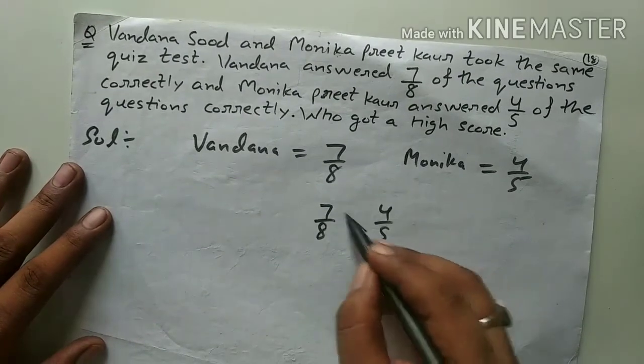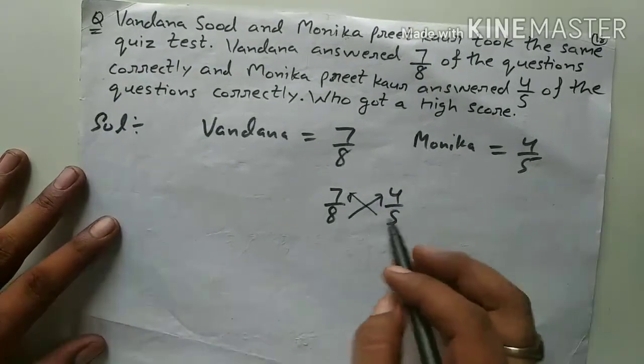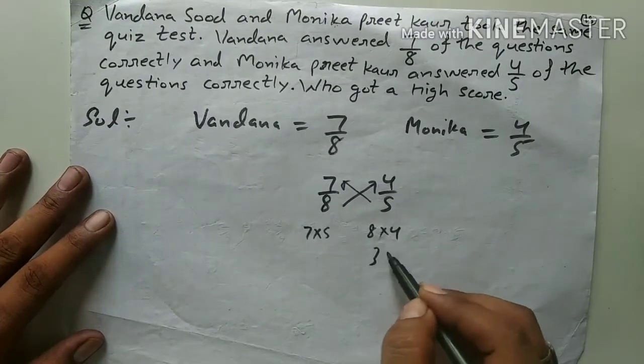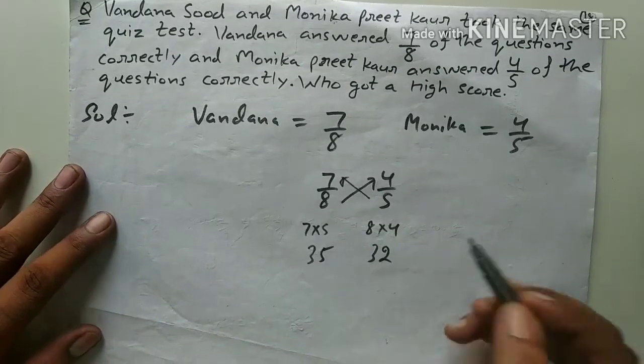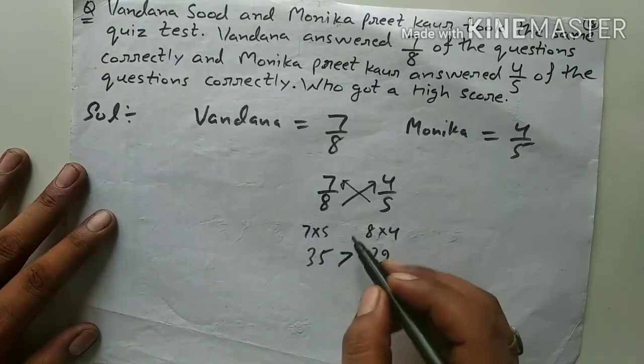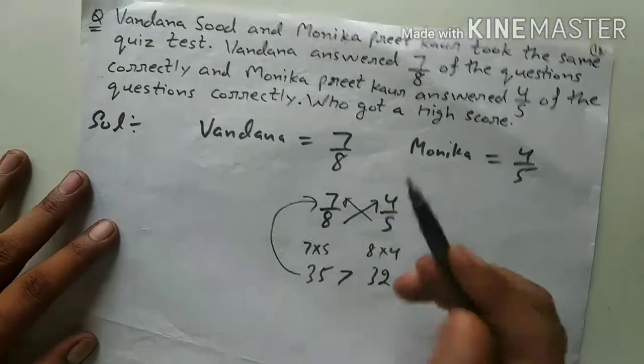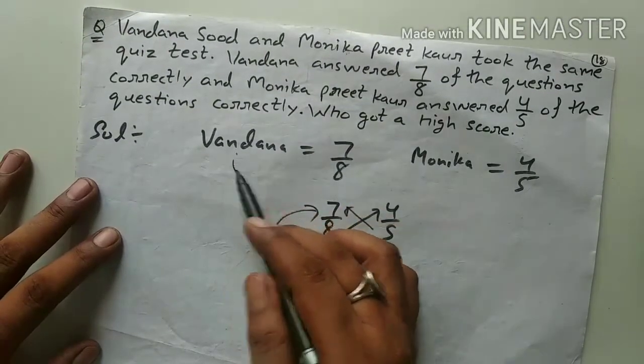How will we compare these? With cross multiplication. So 7 by 5 and 8 by 4. This is 32 and this is 35. Which one is greater? 35 is greater. And 35 is representing the fraction 7 by 8, and 7 by 8 is representing Vandana.